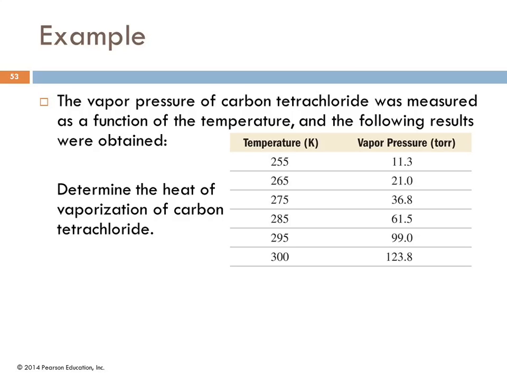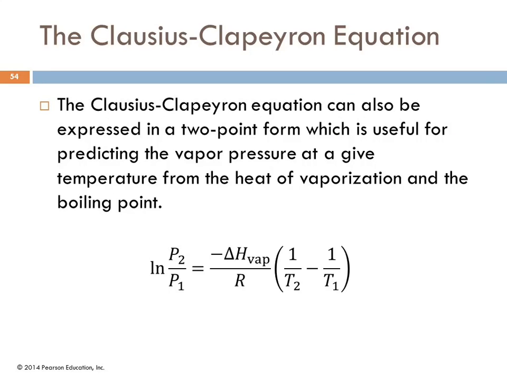And I don't know about you, but I don't really feel like doing that on the board right now. That's what computers are for, right? And asking you to graph something like this is not something that will happen on an exam, right? Because they don't give you graph paper. We're not going to do that to you. You'd find the slope. The slope is the negative delta H over the gas constant.